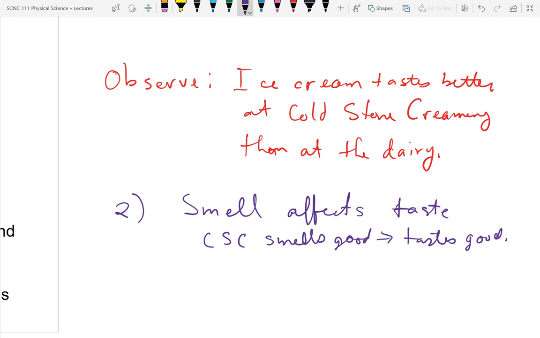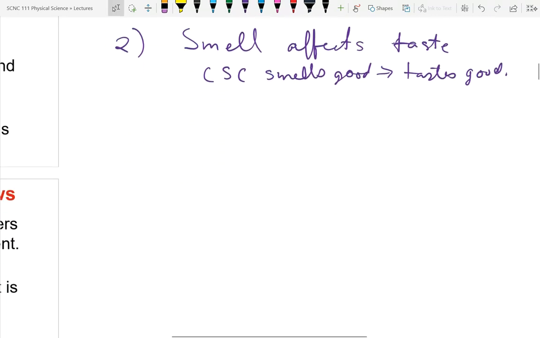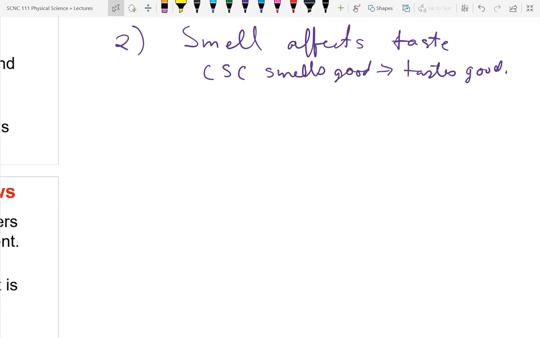Eat ice cream somewhere where it smells bad, and then eat ice cream somewhere where it smells good. Okay, that's the seed of how we're going to do it. Eat it somewhere where it smells bad versus somewhere where it smells good. But if you just do it yourself, that's kind of a limited test, right?